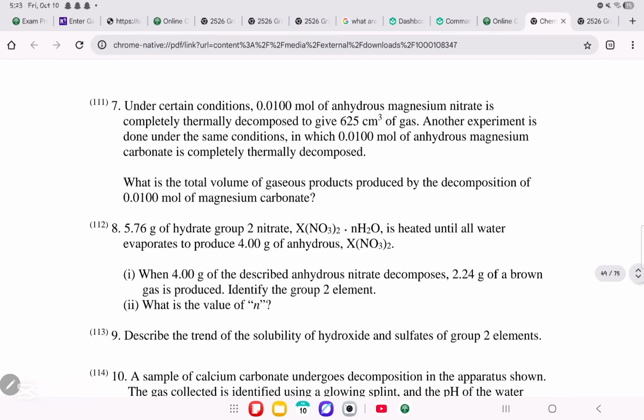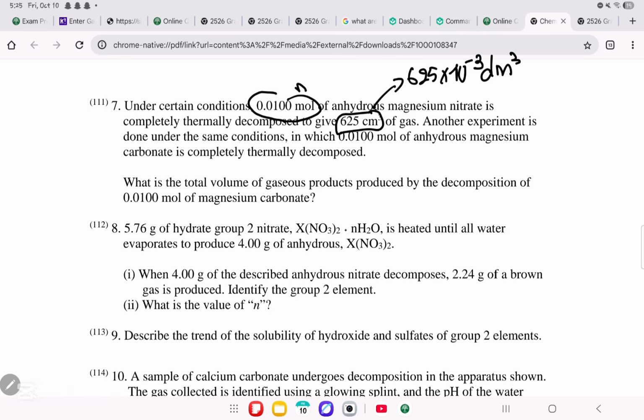Under certain conditions, 0.01 mole of anhydrous magnesium nitrate is completely thermally decomposed to give 625 centimeter cubed of gas. Another experiment is done under the same conditions, in which 0.01 mole of anhydrous magnesium carbonate is completely thermally decomposed. So let us circle our given. Our first given is 0.01 mole of anhydrous magnesium nitrate is completely thermally decomposed to give 625 centimeter cubed. So this is our volume. So 625 times 10 to the power of minus 3 decimeter cubed of volume.